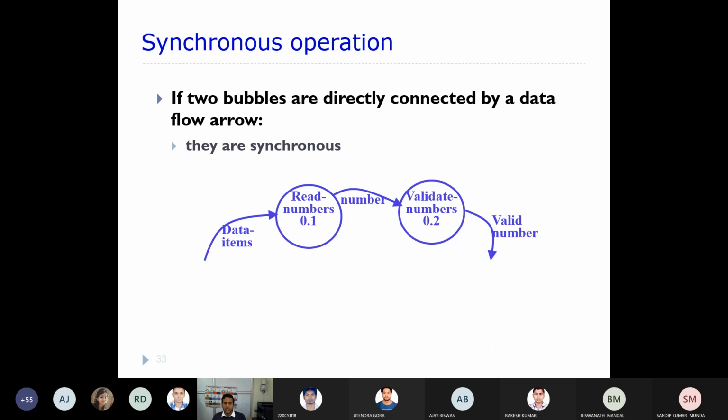As of now, just understand. Now these two bubbles are directly connected, right? So they are directly connected. Whenever you see a direct arrow in between them, then they are synchronous. That means this particular processing is completely dependent on this particular processing. Unless a data item is given to this processing, this processing will not start. It is kept on waiting for this read numbers processing. Okay, right? So this way you can understand.